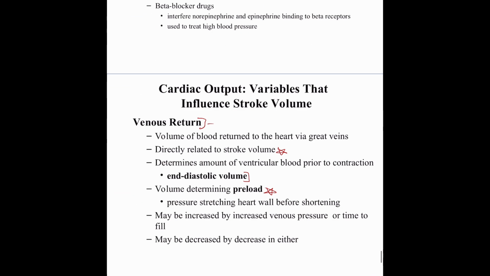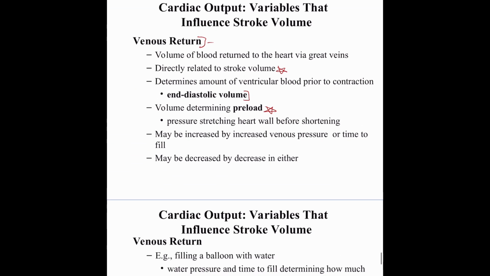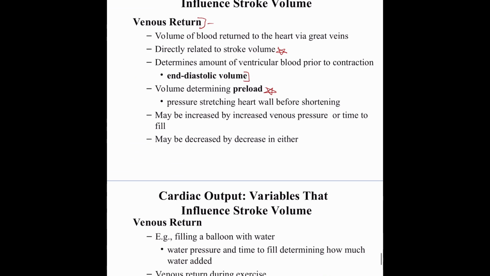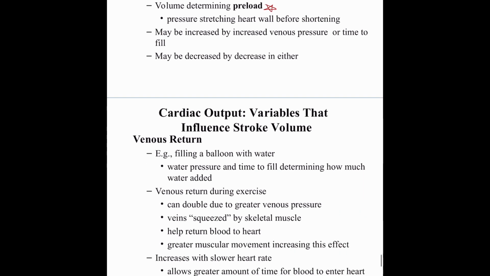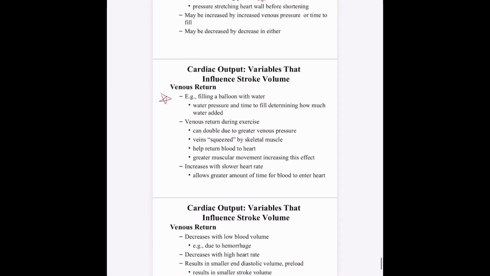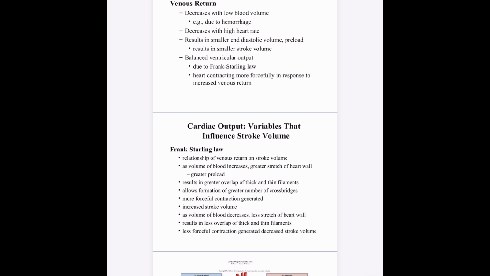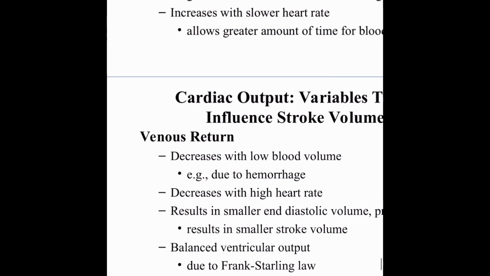Again, preload, another term. These will be on your exam, so please study these and read these. These aren't concepts that I can really help you to understand. It's more so you understanding the terms and how they interact with the heart.